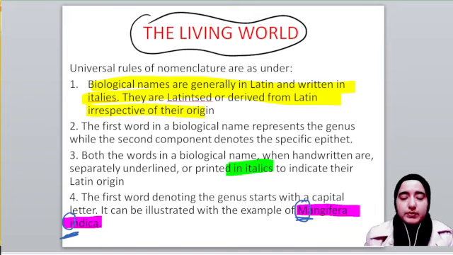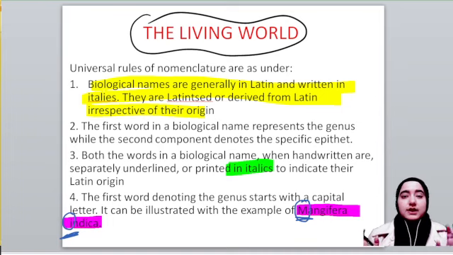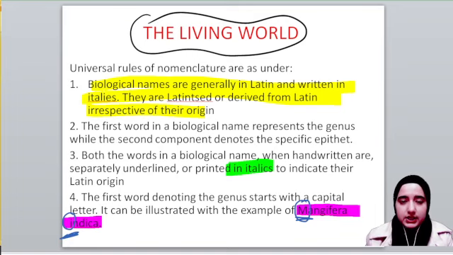Biological names are generally in Latin, okay? But they are written in italics font. What if they are not in Latin? We will Latinize those names. Thus, we will provide the name to the whole globe. Until and unless we do, we won't discover the name. First of all, we have to Latinize the biological name.